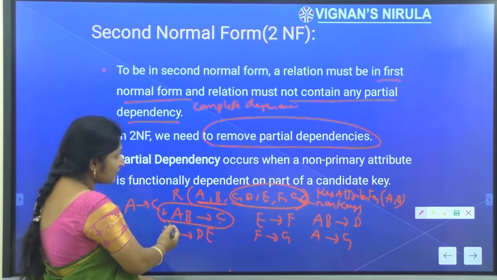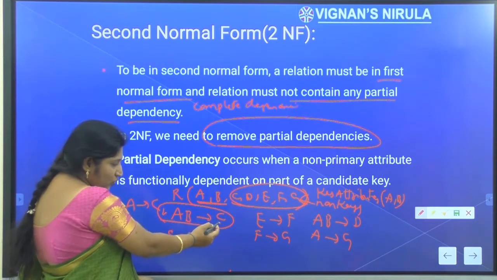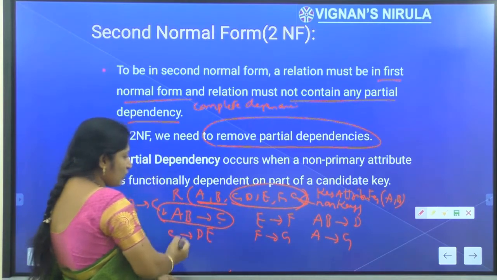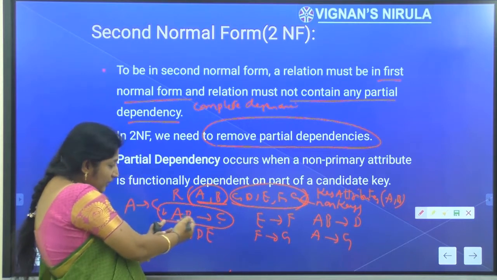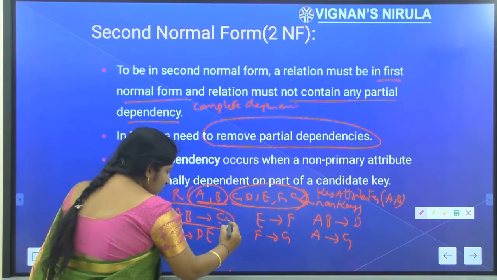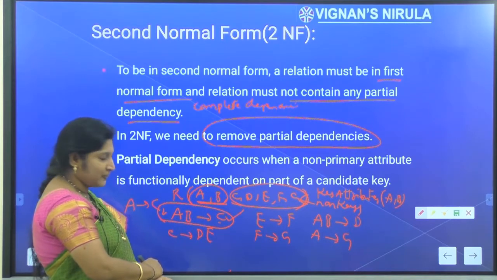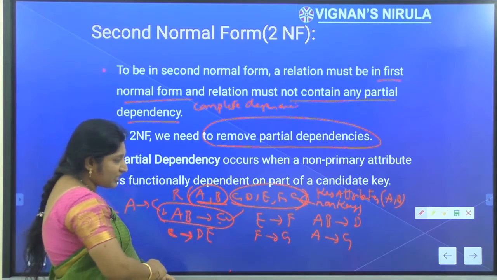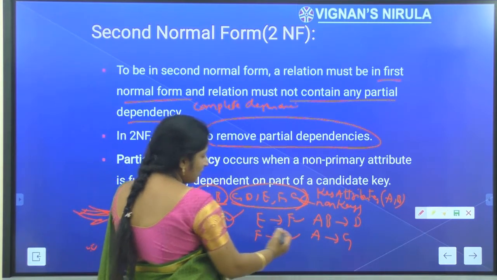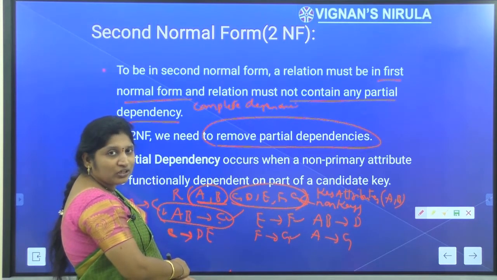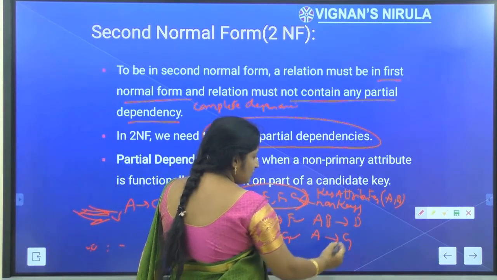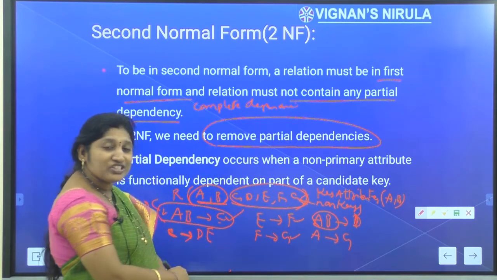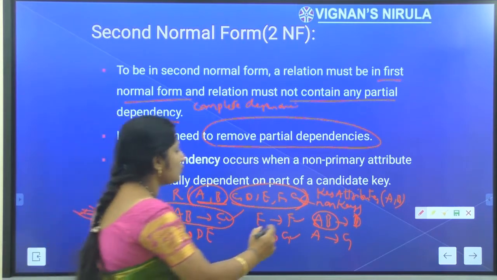So looking at the first FD, AB implies C, C is a non-key. The non-key is dependent on AB. Is AB the complete primary key or not? So a non-key is completely dependent on the primary key, so it is a complete dependency. Now C implies D. Here we are relating non-key attributes, that doesn't matter for us. F to G is also a non-key to non-key dependency. AB to D: here D is a non-key, and the non-key is dependent on AB, which is the total primary key. It is also a complete FD.